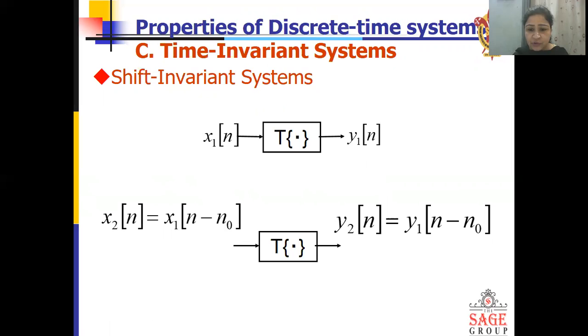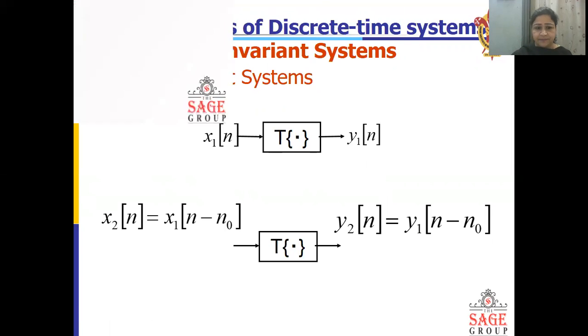Only if the input is delayed, then the output will also be delayed. In that case, the system is known as a time invariant system. And the system which does not follow this rule is known as a time variant system.